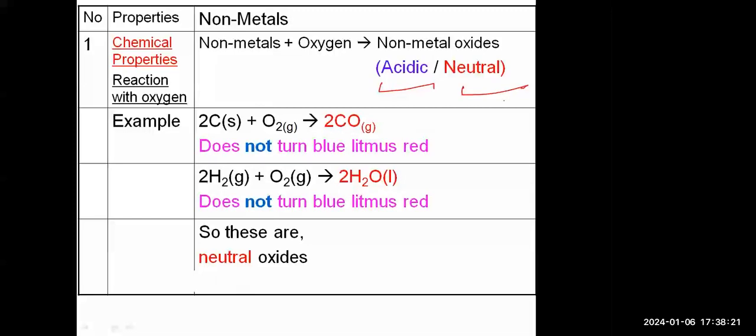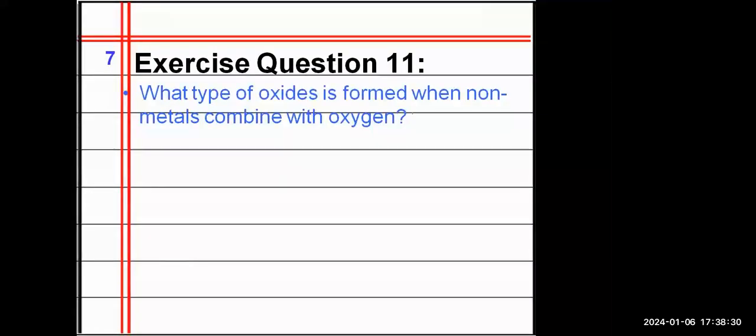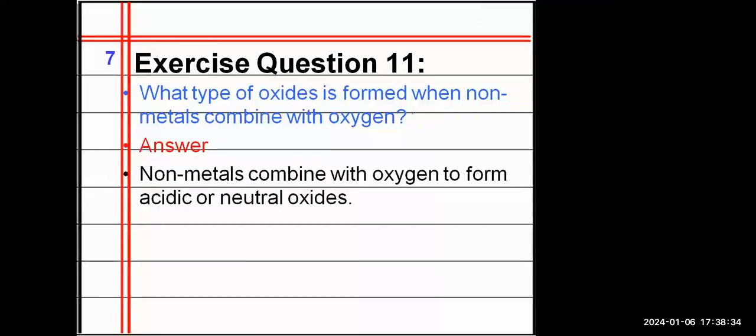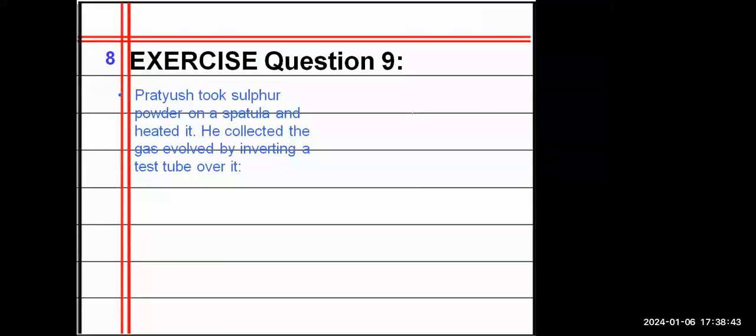They can be acidic or neutral in nature, right? So this question, what type of oxide is formed when non-metals combine with oxygen? They can be acidic or neutral oxides. All right, now we go to the next question.